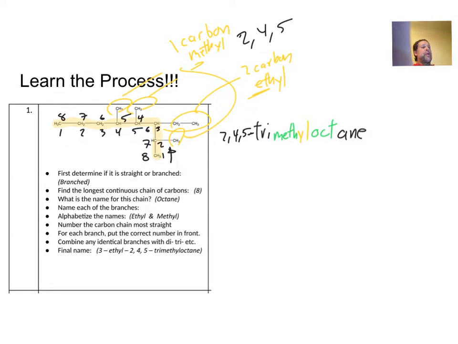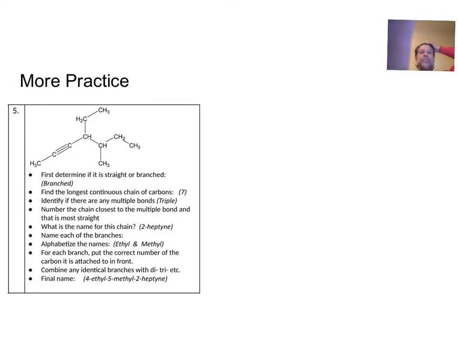Then I'm going to check out my ethyl, and my ethyl happens to be located on my 3rd carbon. It's an ethyl because it's 2 carbons long, and that branch happens to be located on the 3rd carbon. So it's a 3-ethyl-2,4,5-trimethyloctane.